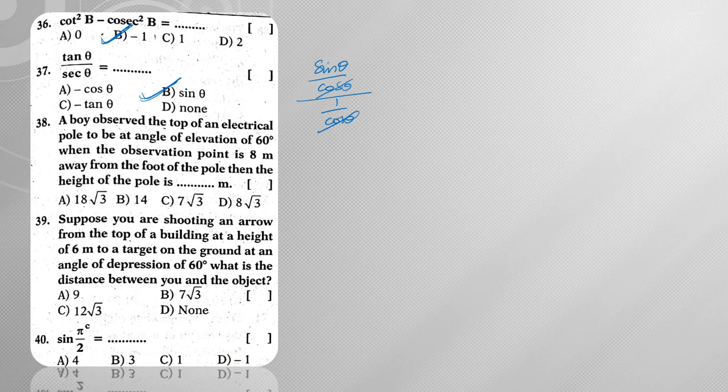Next, a boy observed the top of an electrical pole at an angle of elevation of 60 degrees. When the observation point is 8 meters away from the foot of the pole, then the height of the pole is. Since distance and height are being discussed, directly we can go with tan theta is equal to h by d. Here theta is 60 degrees, so tan 60 is root 3 is equal to h by 8. Since I need to find the value of h, h will be root 3 times the distance, which is given as 8 meters. So h is equal to 8 root 3 meters. The answer is 8 root 3 meters.